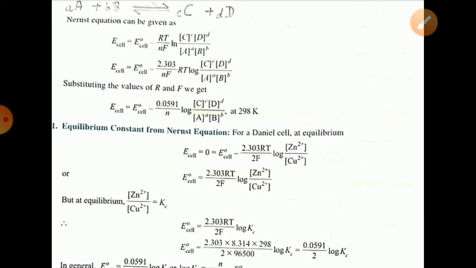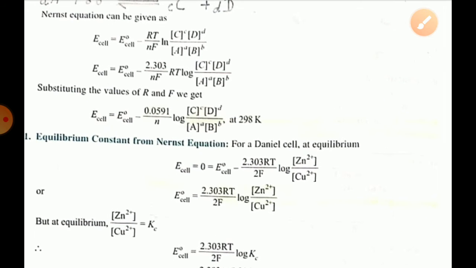So, if we apply the Nernst equation to this reaction, then the cell potential is equal to the standard cell potential minus RT upon nF natural log of concentration of C to the power c, concentration of D to the power d, upon concentration of A to the power a into concentration of B to the power b. Here, this is the ratio of the concentration of products to reactants. It may be possible that the reaction is at equilibrium.